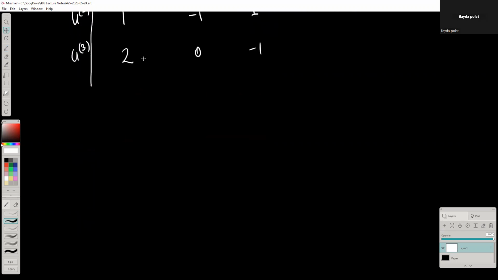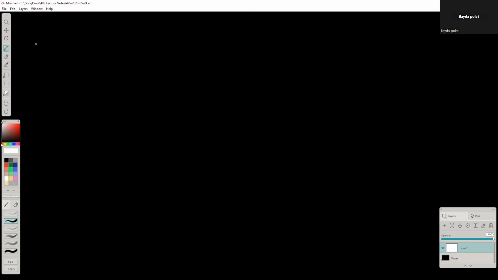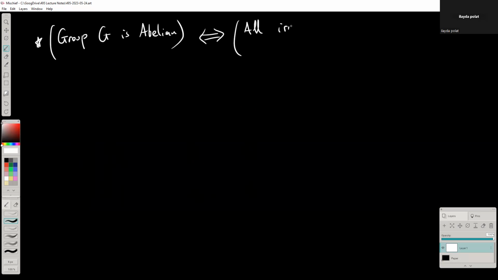So the last thing in here is this relationship. This is basically for group S3, but I would like to say something more general about these representations. For now, this is going to be enough. Let's say that we have a group G. Group G is, this is a theorem, abelian if and only if all irreps, all irreducible representations of that group are one-dimensional.